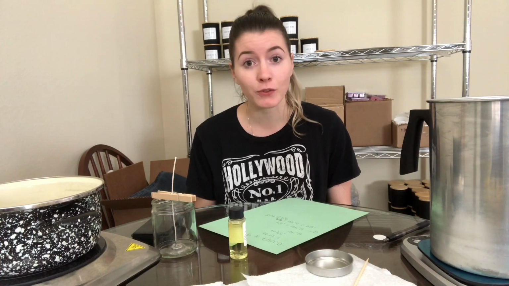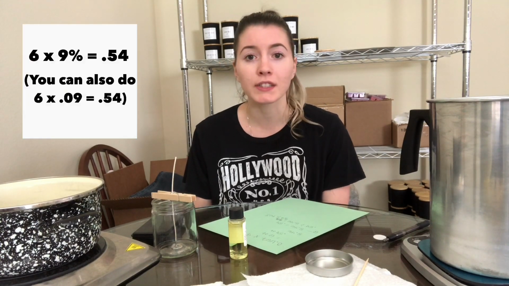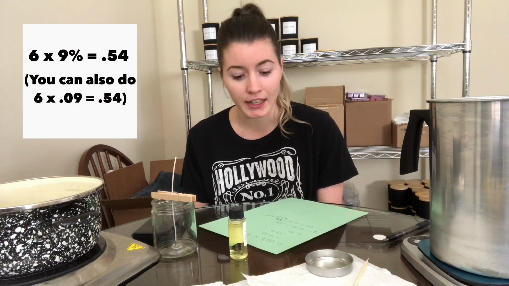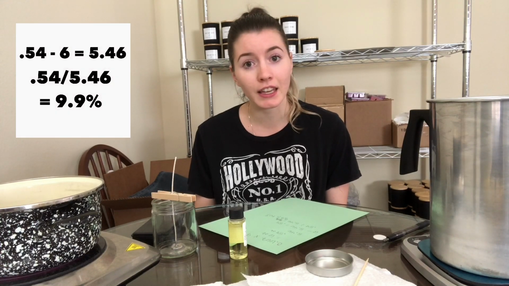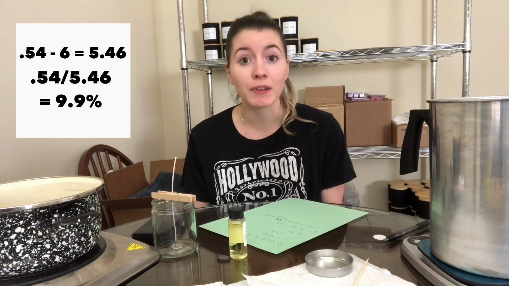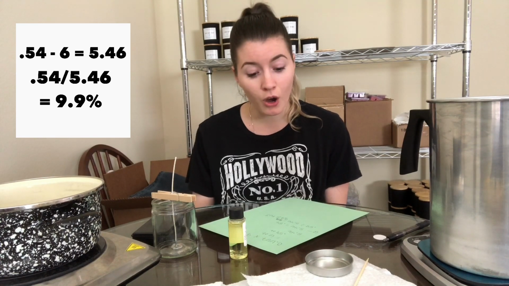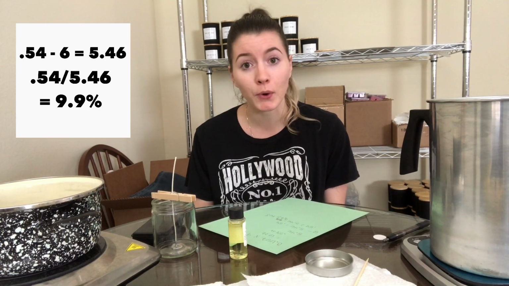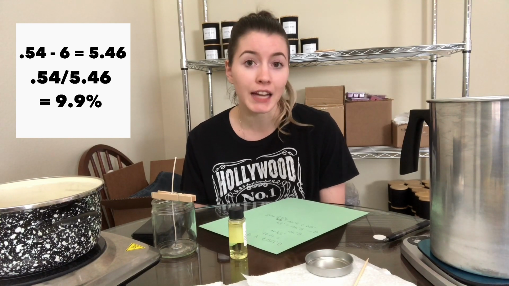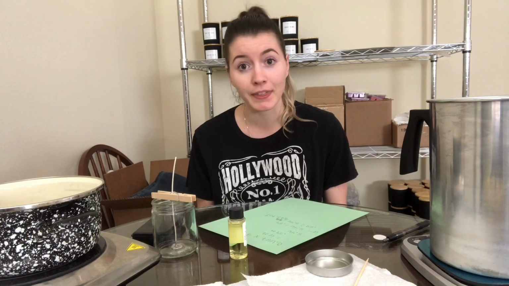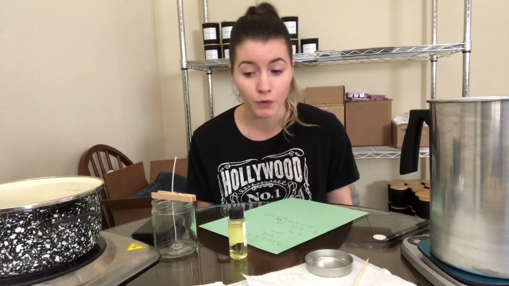So from there, I did exactly what I did in the last formula where I multiplied it and I found out what 9% was, because I know that that will get me closer to 10%. So 6 times 9% is 0.54. So what I did was I subtracted the 0.54 from 6. That got me 5.46 ounces. So I was able to divide 0.54 by 5.46, and that got me 9.9 ounces. So that got me right about that 10-ounce mark that I want for my candles.